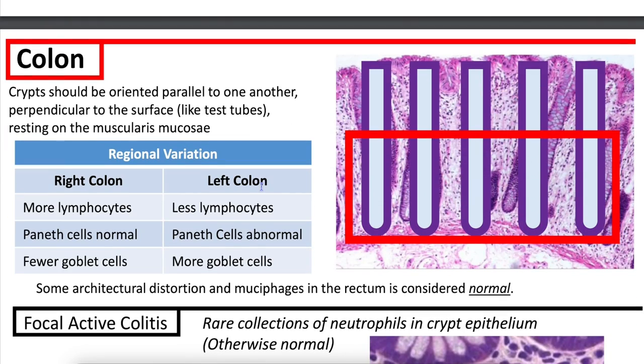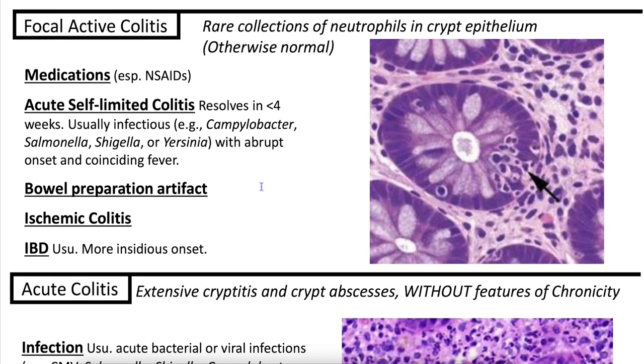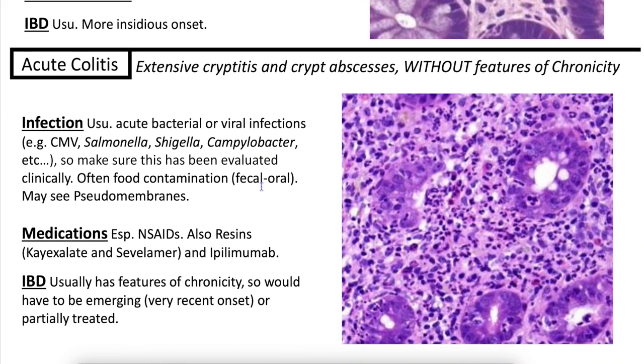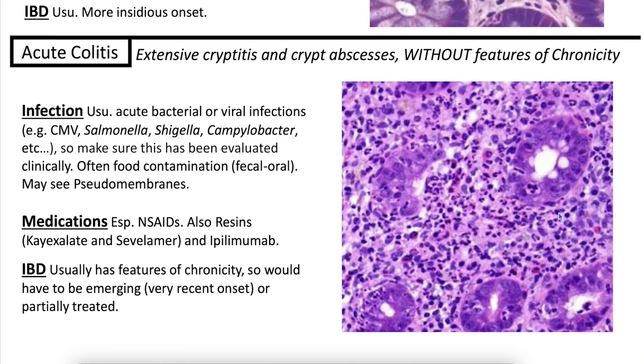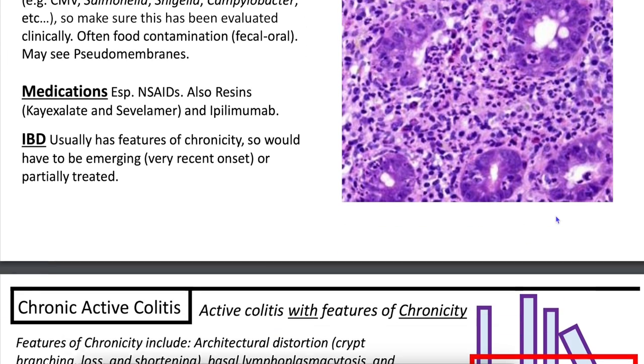Colon, test tubes on a rack. Focal active colitis, MEDs, acute self-limited colitis, bowel preparation artifact, ischemic colitis, IBD. Acute colitis without features of chronicity. Infection, CMV, Salmonella, Shigella, Campylobacter. Check your PCR profile. Medications, NSAIDs, Kayexalate, Sevelamer resins, and ipilimumab. IBD, very recent or partially treated.